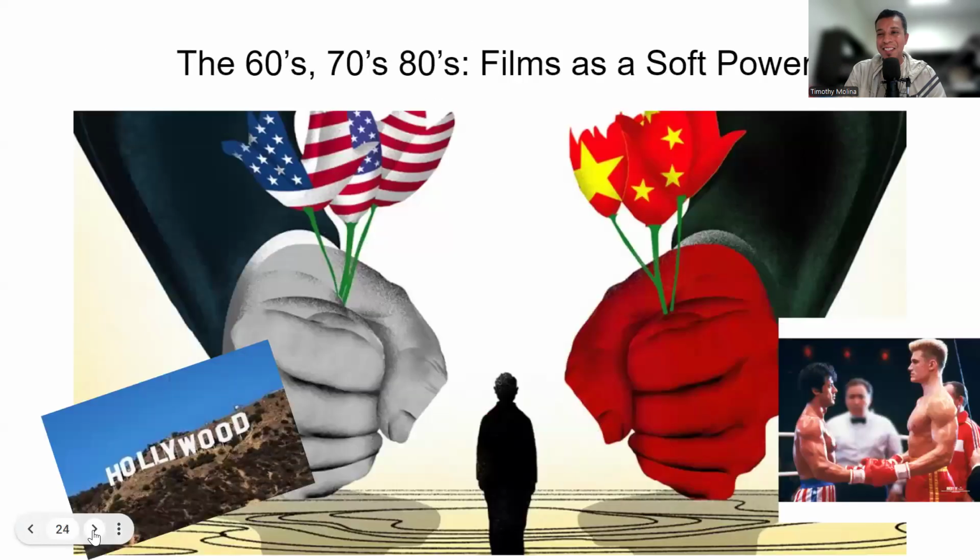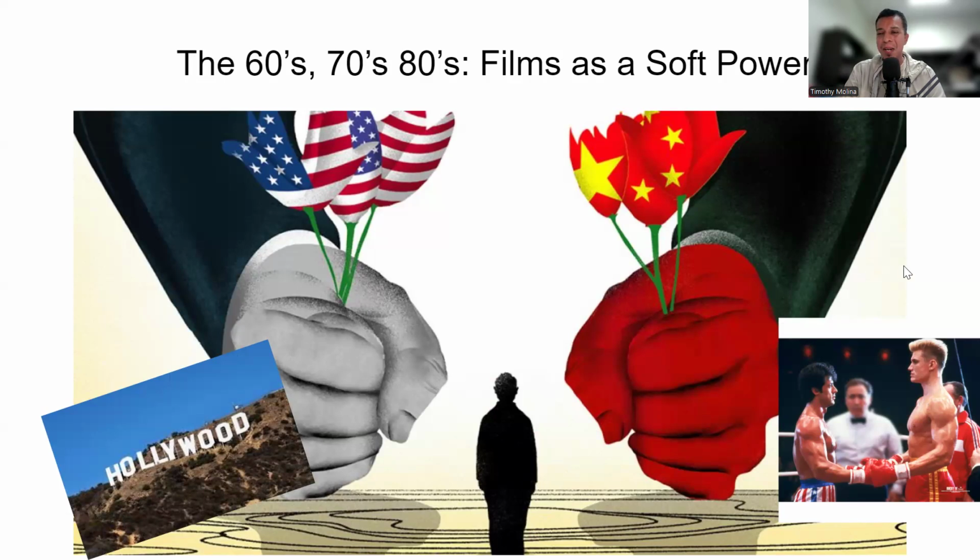So that is kind of known as the Red Scare in Hollywood. Now, in the 60s, 70s, and 80s, there's something known as soft power for a film. When you think about how much persuasive power it does have, these are narratives, these are stories about ideas. And one particular example was during the Cold War era.